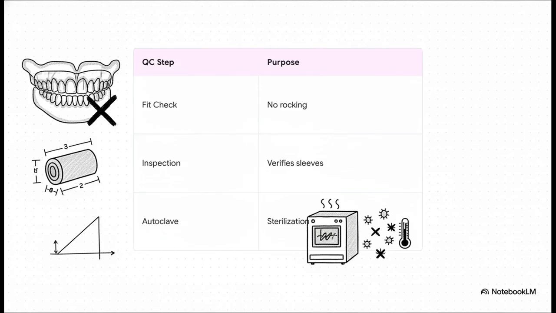Next is the dimensional inspection. This manually verifies the inner diameters of the drill sleeves, the sleeve depth, and the exact angulation. Finally, autoclave sterilization at 121 degrees Celsius. This ensures complete biocompatibility and safety before shipment. Only after passing all of these rigorous tests does the guide actually head out to the clinic.